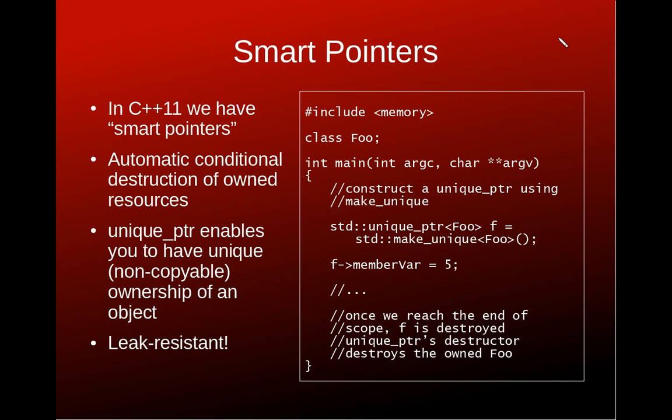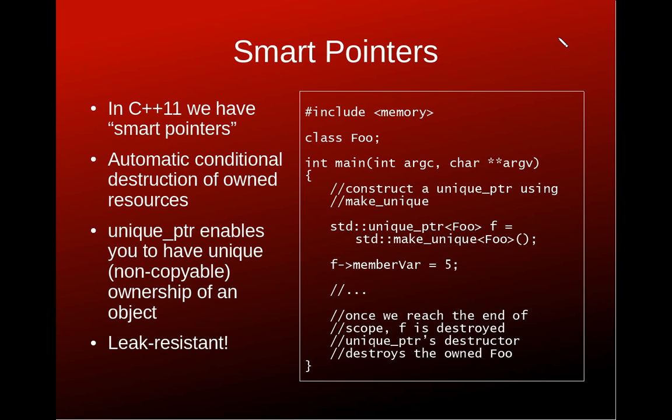Alright, so now let's talk about the meat of the video. Let's talk about smart pointers. So the first kind of smart pointer that we're going to talk about is unique pointer. Okay, so unique pointer enables you to have unique ownership of an object that you allocate, and when the unique pointer is created, that object is allocated, and then when the unique pointer goes out of scope, when it is destroyed, its destructor will destroy the owned object.